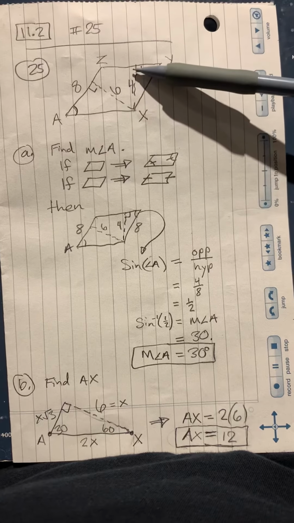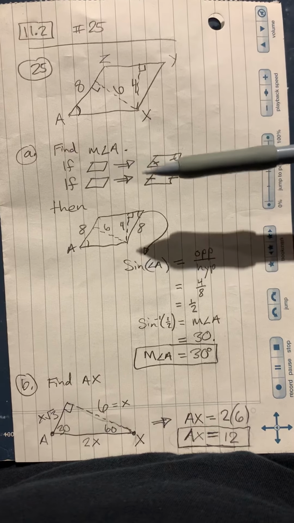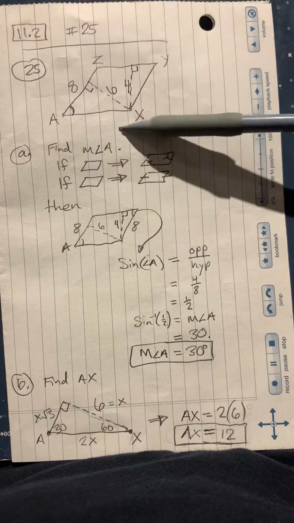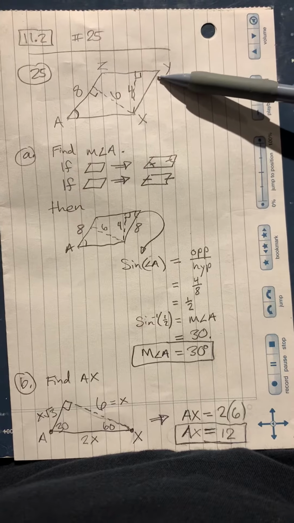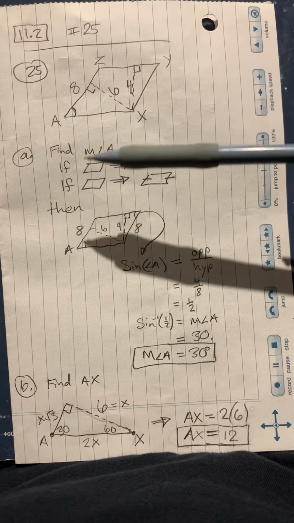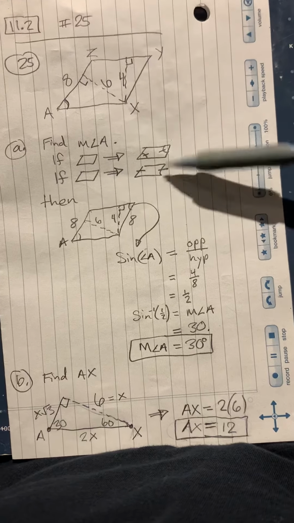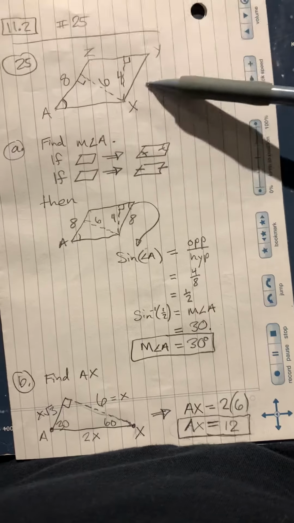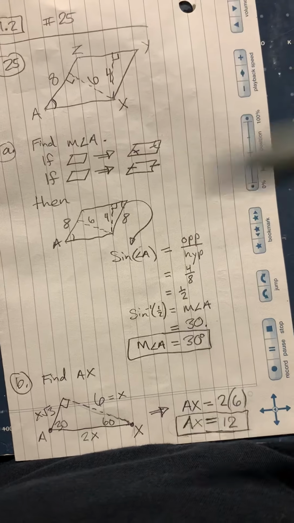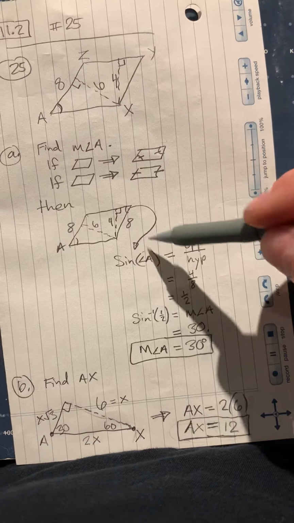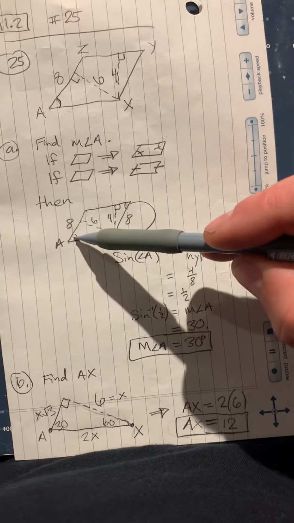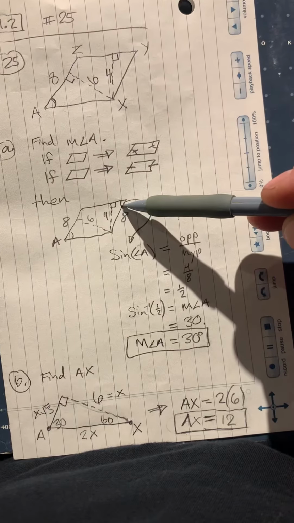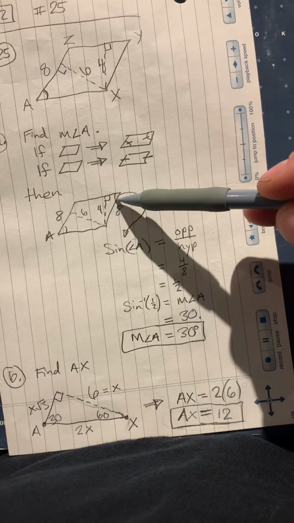If it's a parallelogram, then two things are true. The opposite angles are congruent, so the measure of angle A is going to equal the measure of angle Y. Also, opposite sides are congruent, which means if that's 8, then this is 8 right here. So here, let me draw this new diagram for you. 8, 8, same thing. And then across from angle A is this angle, angle Y, and they're congruent.